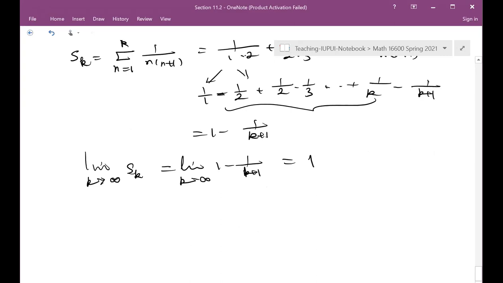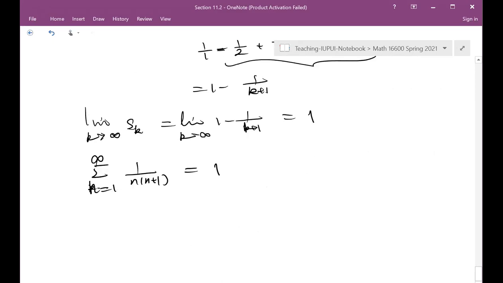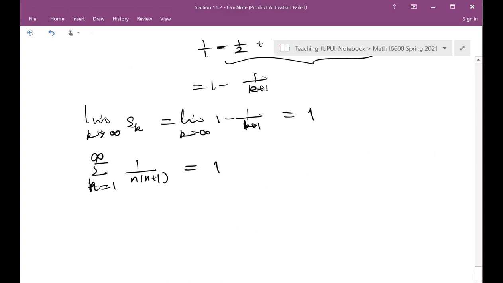It's just equal to 1. In other words, this sum from n equals 1 of 1 over n times n plus 1 is just equal to 1. Every term is actually getting smaller and smaller, right? But the sum of the infinitely many terms is going to be 1. If you use a limit, it's the concept of limit.